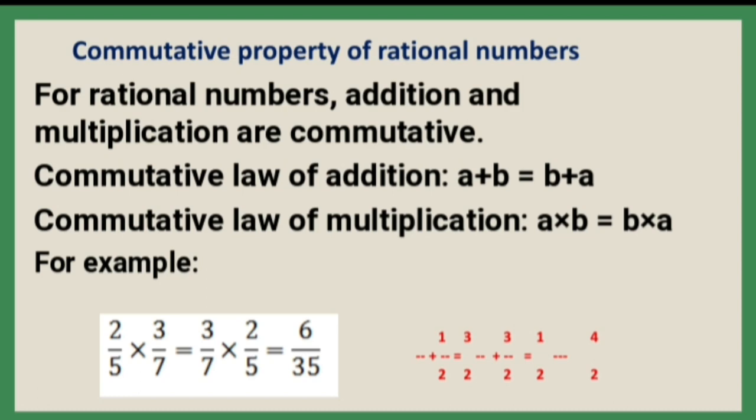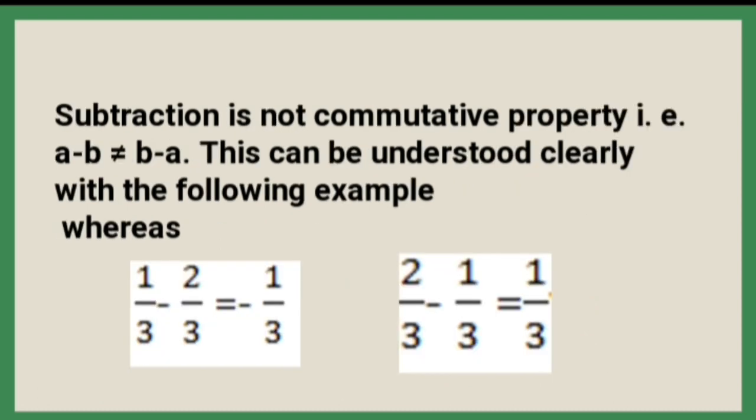So here you can see the general forms of the commutative law for addition and the commutative law of multiplication. General form of the commutative law of addition: a plus b is equal to b plus a. For multiplication: a into b is equal to b into a. Right? Okay. Next, subtraction is not commutative. When we subtract two rational numbers by changing their places, we will not get the same answer. So subtraction does not satisfy the commutative property.